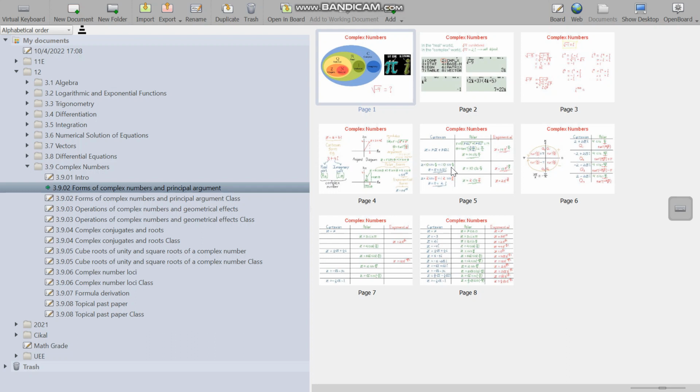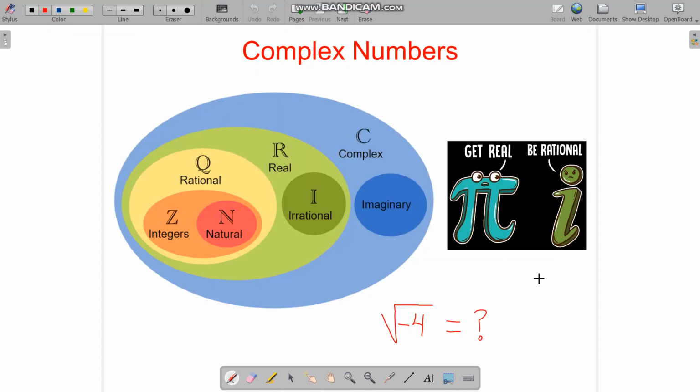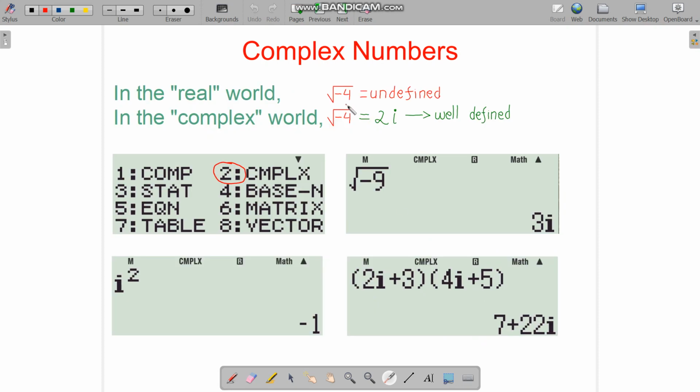Hello everyone, this video is about forms of complex numbers and principal argument. Usually we say that the square root of -4 doesn't exist. Well, actually, in the real world, the square root of -4 is undefined, but in the complex world, the square root of -4 is actually 2i, which is well defined.